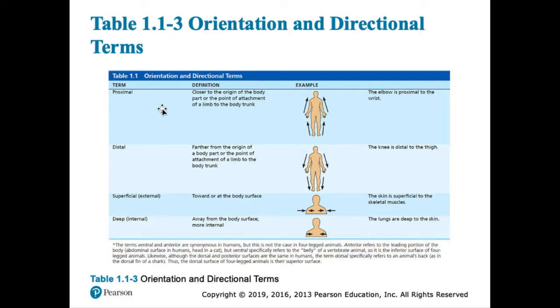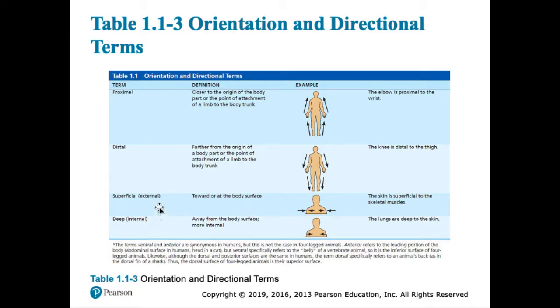Proximal. Proximal is basically closer to the origin of the body part or the point of attachment of a limb. So to the body or the trunk, right? So again, anatomical position. The elbow is proximal to the wrist. So if you see proximal, that's how it's utilized. Distal, that's farther away from the origin of the body part, right? And so you might see something like the knee is distal to the thigh.